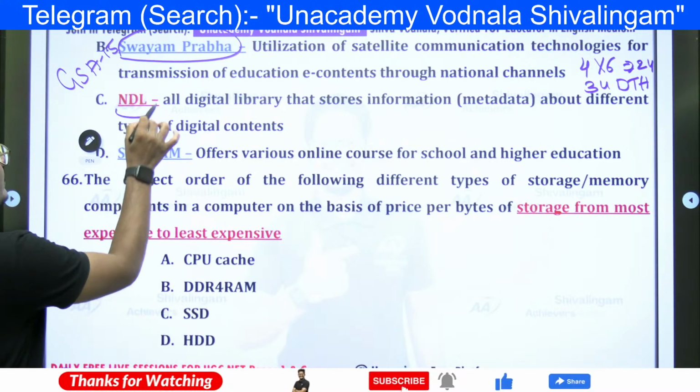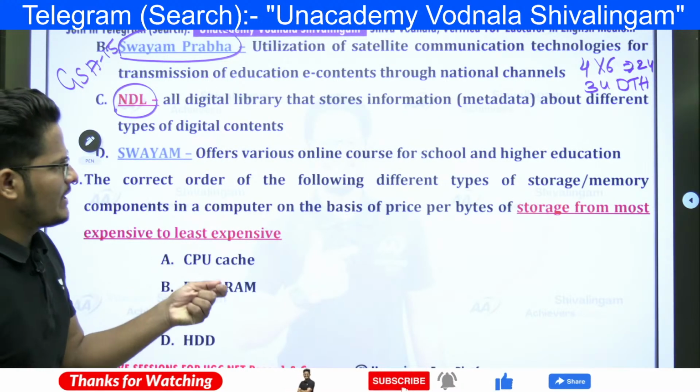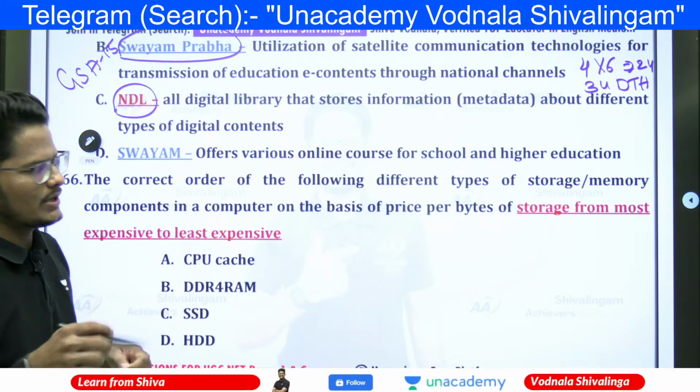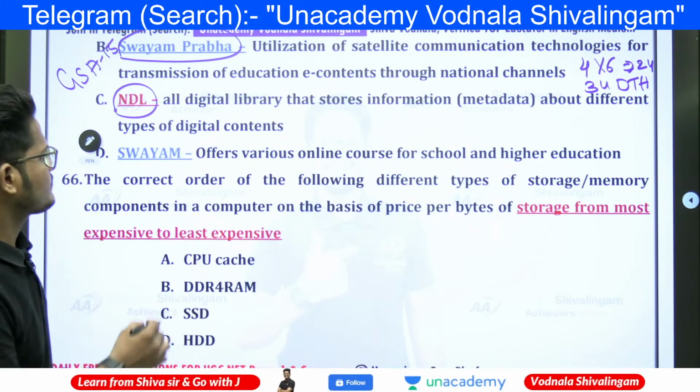National Digital Library is e-content available in metadata form, where you can use the catalog to identify your required source of e-books.